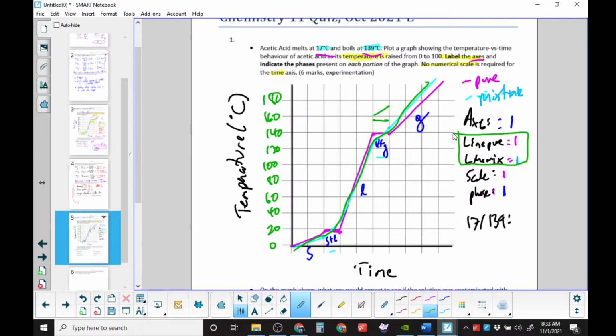And then the 17 and 139 is, we told you what it was, and you graphed it. Did you make it at 17 and 139? That was the last point. So was your graph consistent with the temperatures that I gave you?